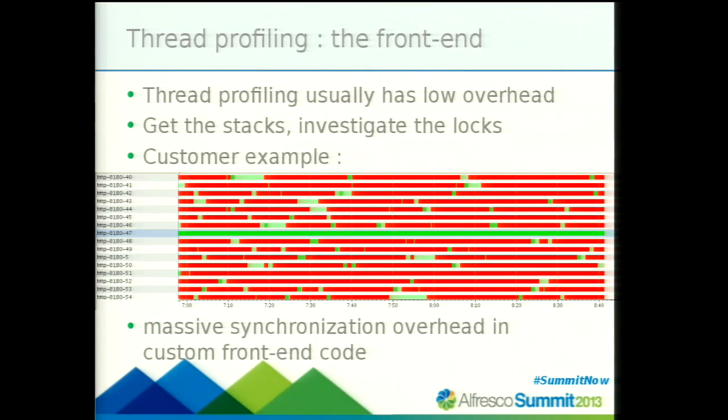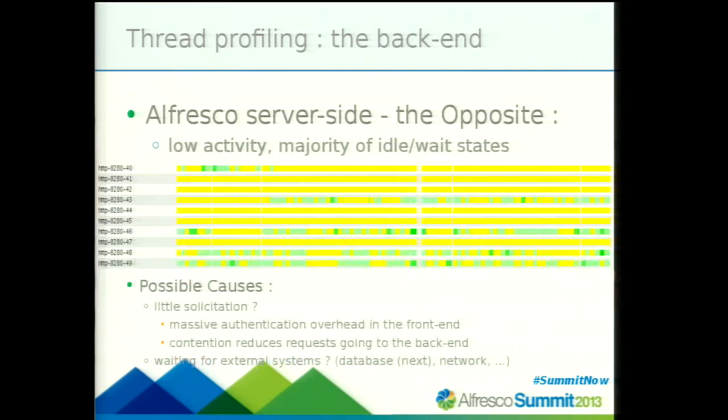Obviously, they had never profiled their own front end, and there was indeed a massive synchronization overhead. They had added some code that made it so only one user could be processed at the same time. So obviously, you can imagine the performance problem that you get from that. That is a view of what was happening in the back end once we fixed the first one. Still, Alfresco was not doing much of anything, because it's all yellow. Yellow is idle, waiting.